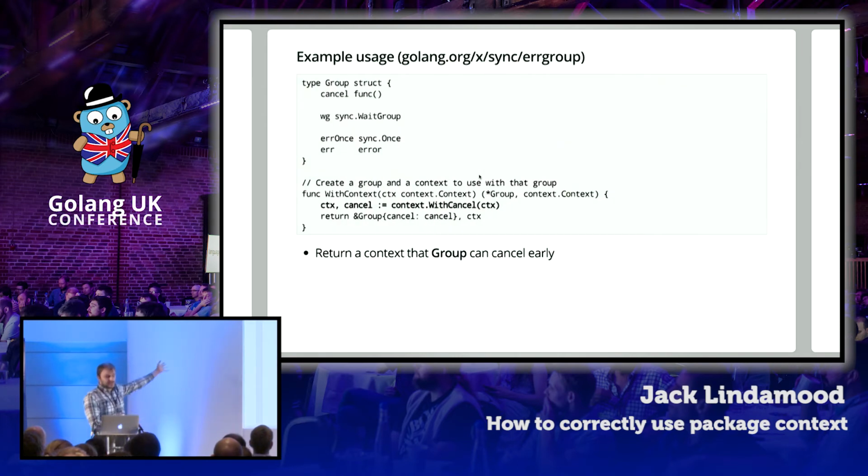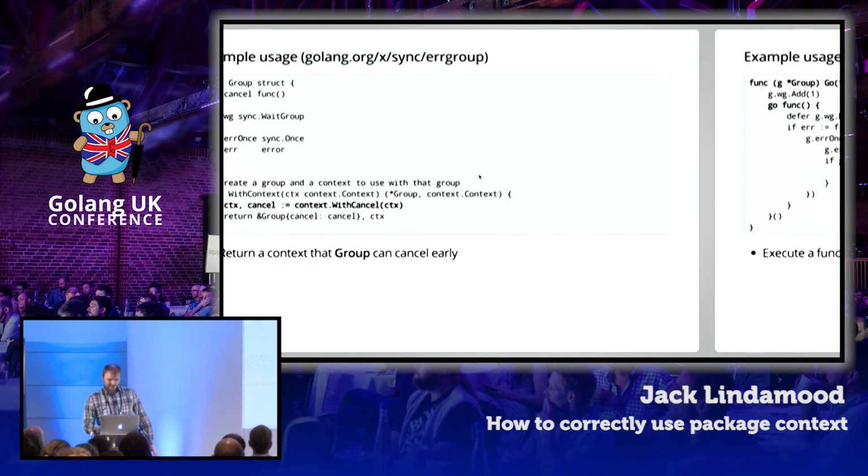When you create an error group, it's this struct. It's got a bunch of private variables in it, right? So you're probably not going to make the struct directly. You're going to make it with this thing called WithContext, and it's going to create a cancelable context and give you that context back. The idea is that you're now going to do operations with that context, and you're going to tie parallel or concurrent requests to that error group.